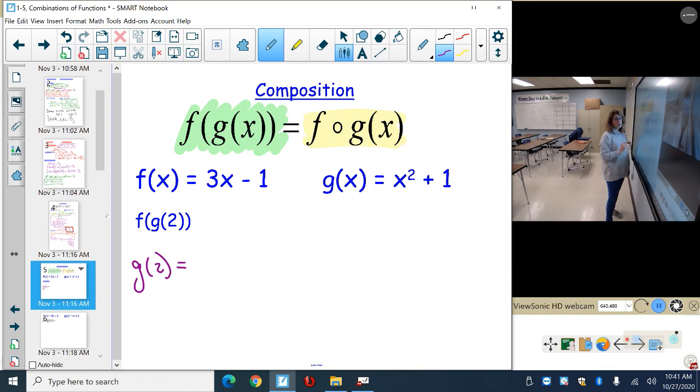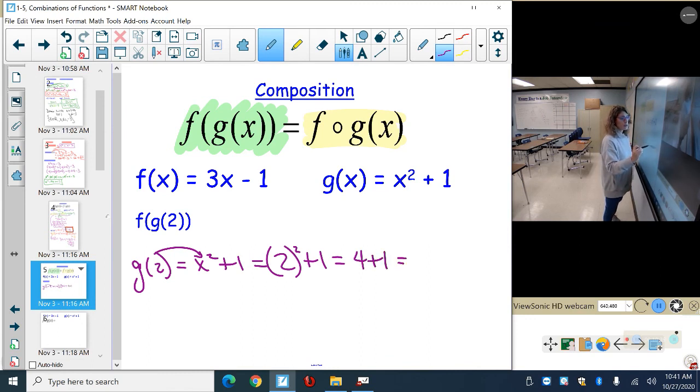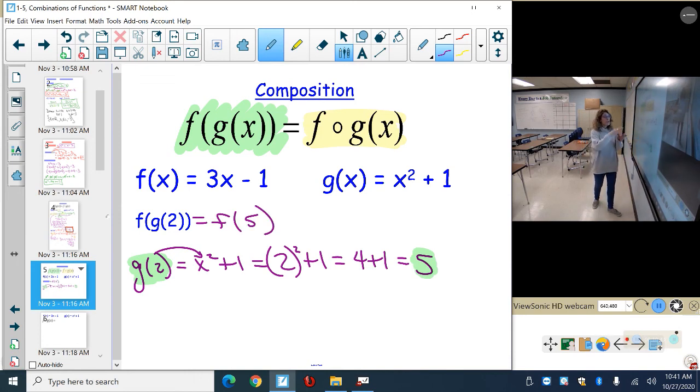G at 2. Well, g is defined to be x squared plus 1. So I'm going to simply put in 2 for x. 2 squared is going to be 4, plus 1 is 5. That means g at 2 is 5. So every place in the original problem that I see a g at 2, I can replace that with the number 5 now. So g at 2 is equal to f at 5.